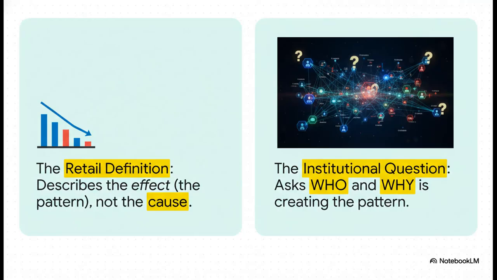On the left, you see the textbook retail definition: higher highs and higher lows, lower lows and lower highs. Now, this isn't technically wrong, but it is dangerously incomplete. It describes the effect, not the cause. Institutions, on the other hand, start with a different set of questions. They ask, why is the market making higher highs? Who is behind the order flow that's causing lower lows? They are reading the engine, not just looking at the paint job.